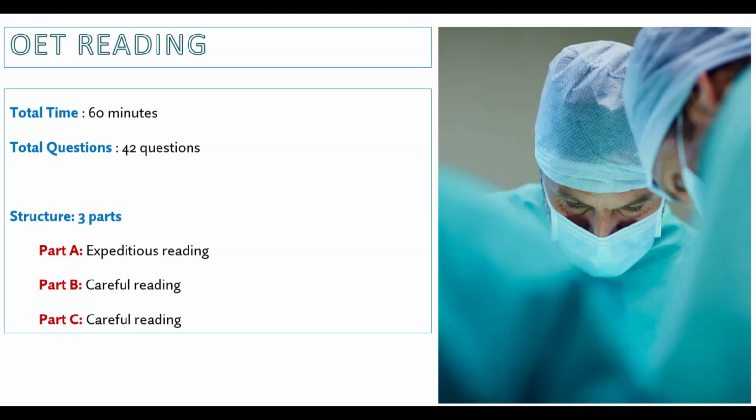Part A consists of expeditious reading where we have to skim through 4 short texts for information. Whereas, Part B requires careful reading of short texts on workplace topics. The final part is Part C, which is again focused on careful reading to find out the detailed meaning in longer texts. One more thing, the topics in OET reading are related to general healthcare contexts.